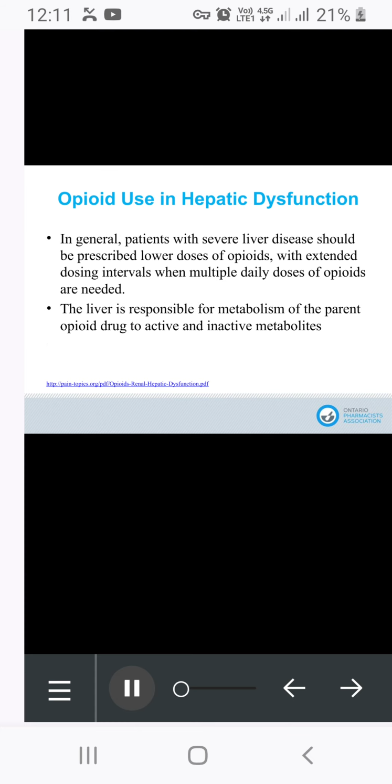Let's look at opiate use in hepatic dysfunction, and I'm not going to just talk about methadone, I'm going to look at some of the other opiates. So in general, if you have severe liver disease, you need to give lower doses, and you need to have a longer dosing interval. So a smaller amount will work as well and last for a longer time because it's not being cleared.